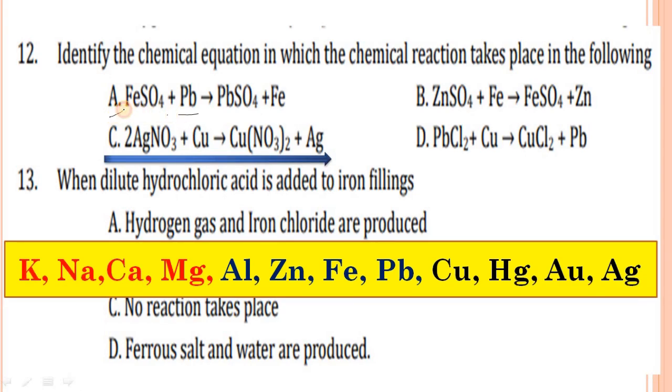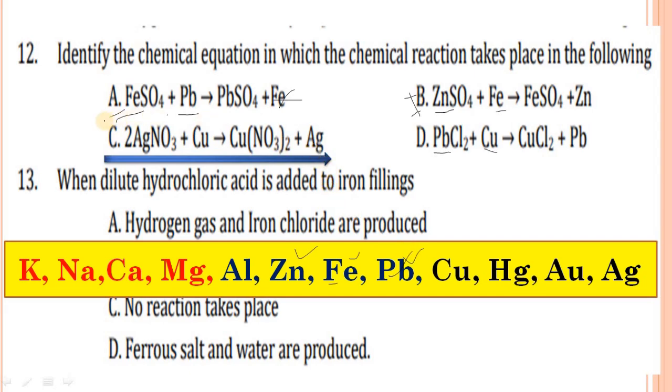If you see the first option, here Pb is displacing the iron from iron sulfate. But if you see the reactivity series, Pb is less reactive than the iron. So this reaction will not take place. If you see the B option, iron is displacing the zinc from zinc sulfate. Now come to the reactivity series, iron is less reactive than the zinc. So this reaction will also not take place. If you see the D option, here copper is displacing lead from the lead chloride. That is not possible because copper is less reactive than the lead.